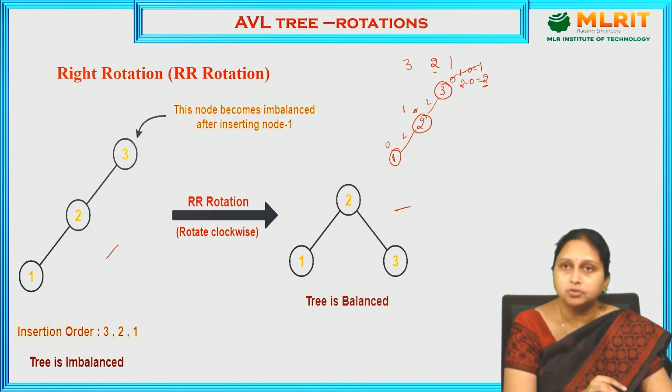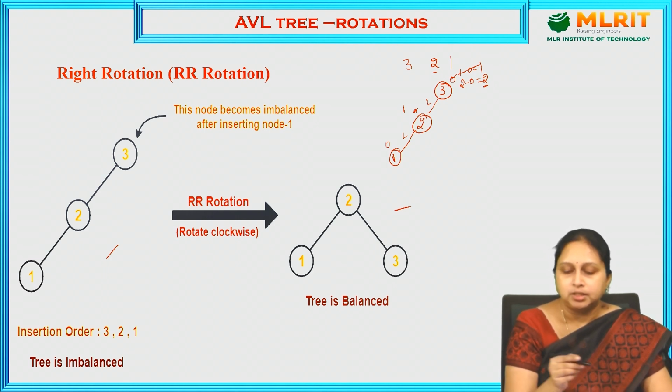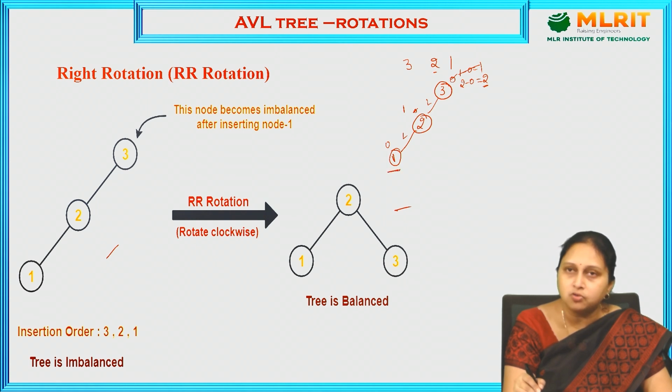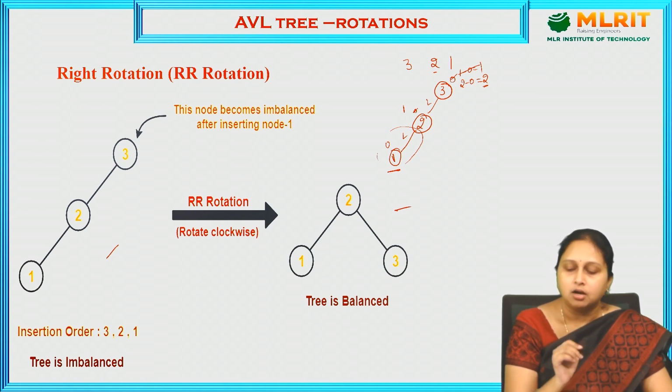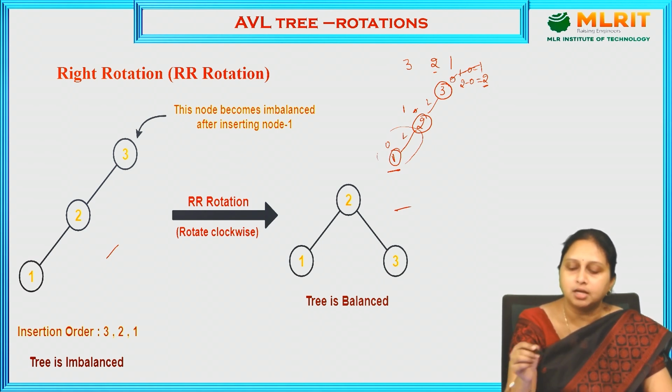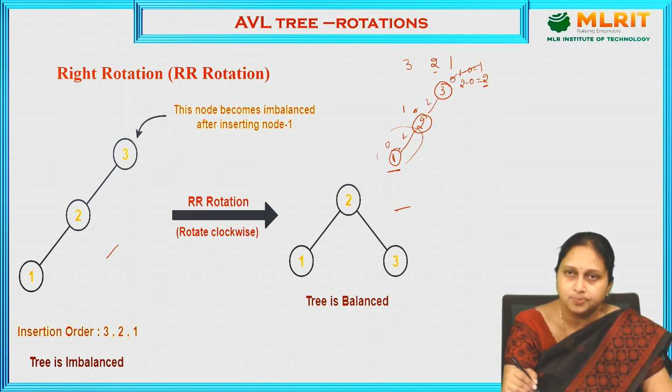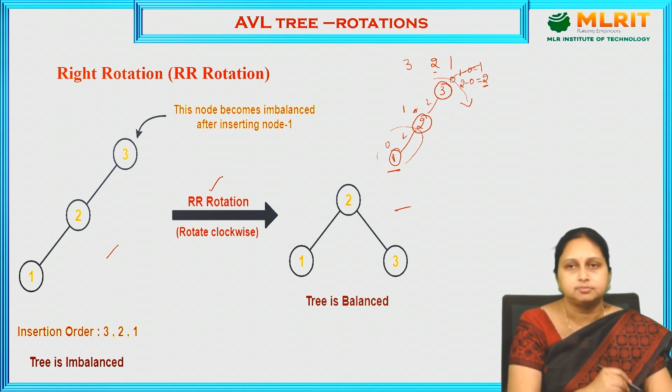Now, what we need to do? We need to again perform the rotation to make it balanced. Now, what rotation we need to do? This is happening because we are inserting this node on the left hand side. Because of this, there is imbalancing of the tree. Because of this LL, it is imbalancing. Now what rotation we need to do? We need to do RR rotation to make it balanced.